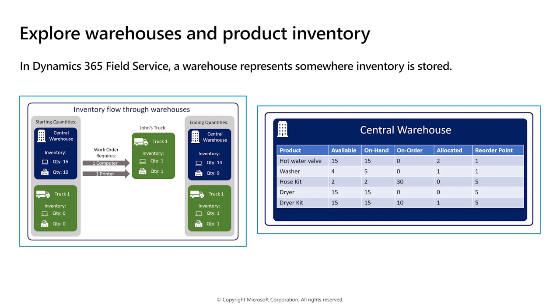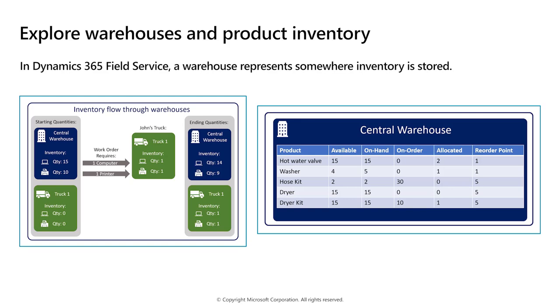And we're able to see this across it, and we can see the inventory flow through warehouses, so we can see what the starting quantity is, say at the beginning of the day. Then John, who's a field technician, comes in and takes various items, and then we can see what the ending quantity is at the end of the day.